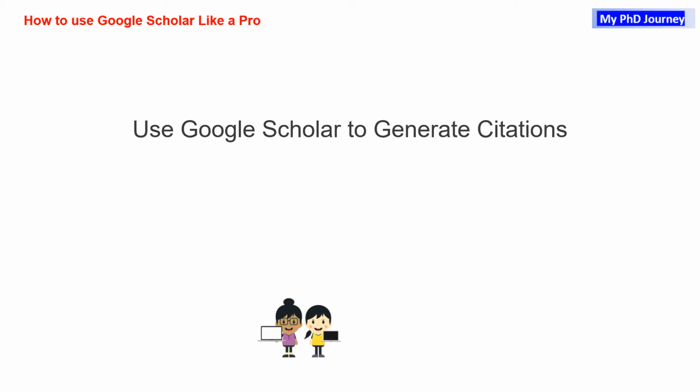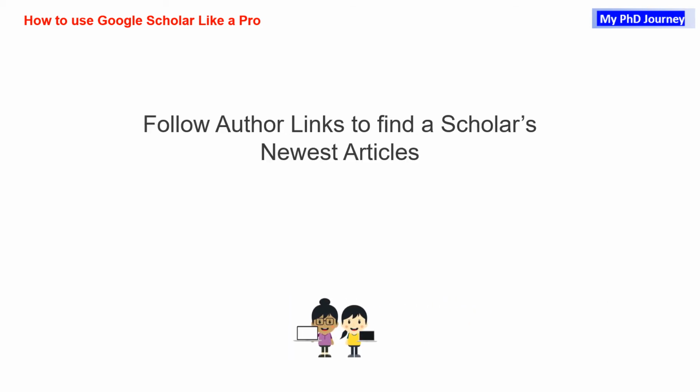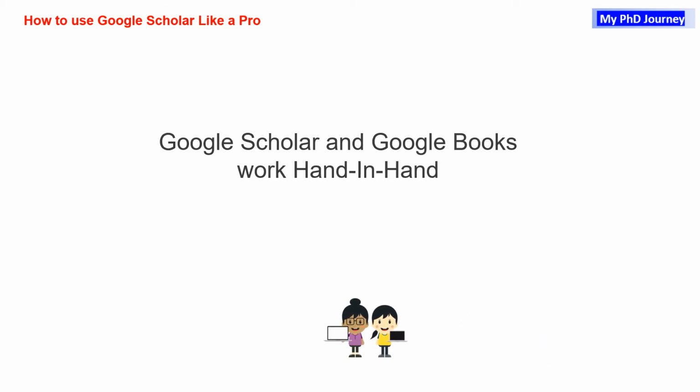Use Google Scholar to generate citations. Follow author links to find a scholar's newest articles. Google Scholar and Google Books work hand in hand.